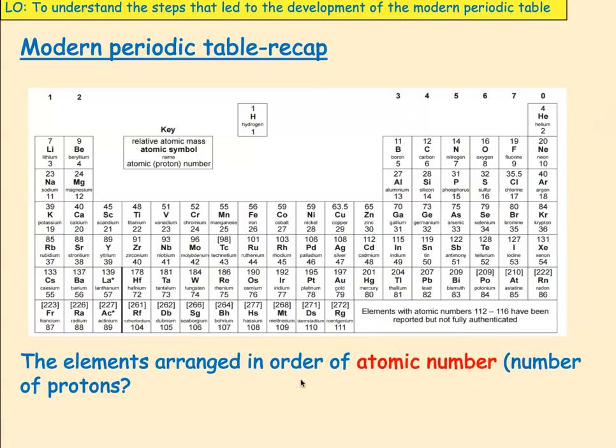Okay, so this is a recap of what the modern periodic table looks like. You get a copy of this in your examination. The elements are ordered in order of atomic number, which is the number of protons. Now, protons go up in ones because you can't have half a proton. So we start with hydrogen here, which has 1 proton. Then we go to helium that has 2, lithium is 3, etc. And we've got up to well over 100 elements in the periodic table.